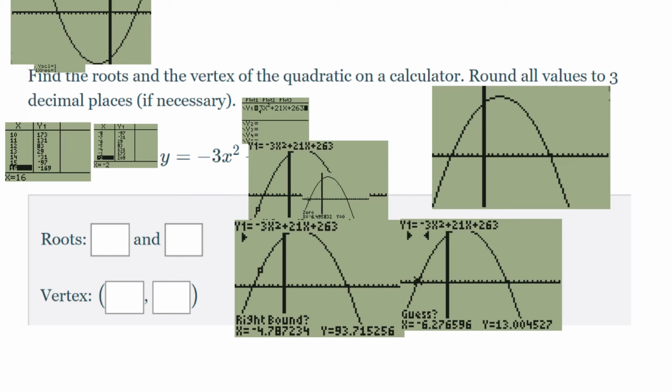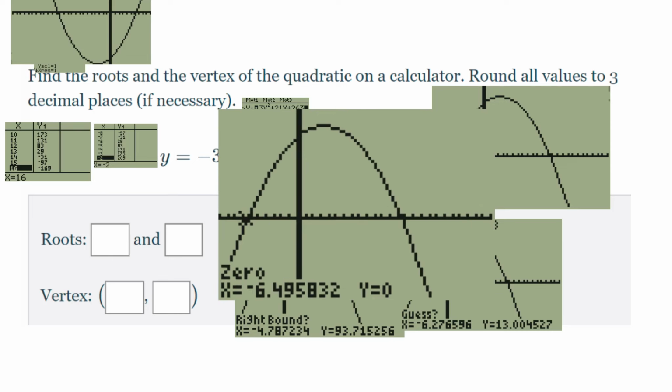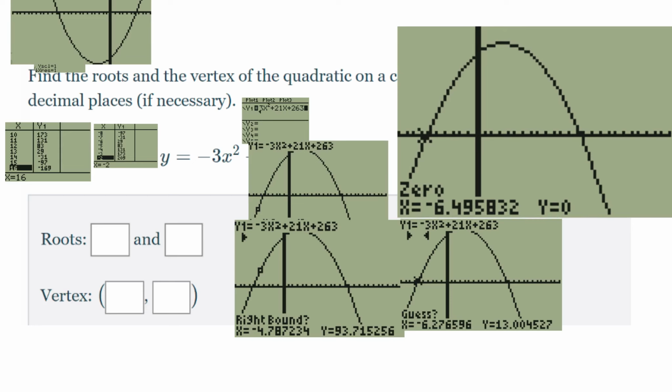And then we get our zero value of negative. And this one said round to the, if I remember right, third decimal place. Is that what it says? 3. So negative 6.496, because the 5 dots round up to a 6.